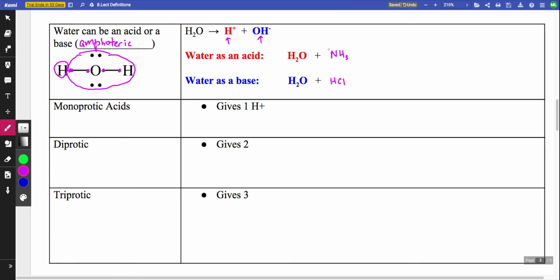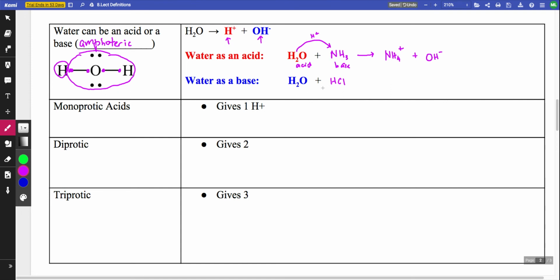Water is an acid. Acids give H. That means you're going to give the H to the base. So water is an acid, which means this must be the base. As you do that, the NH3 will become NH4+ because you're giving it an H+, the proton. As a result, you will have OH- left.